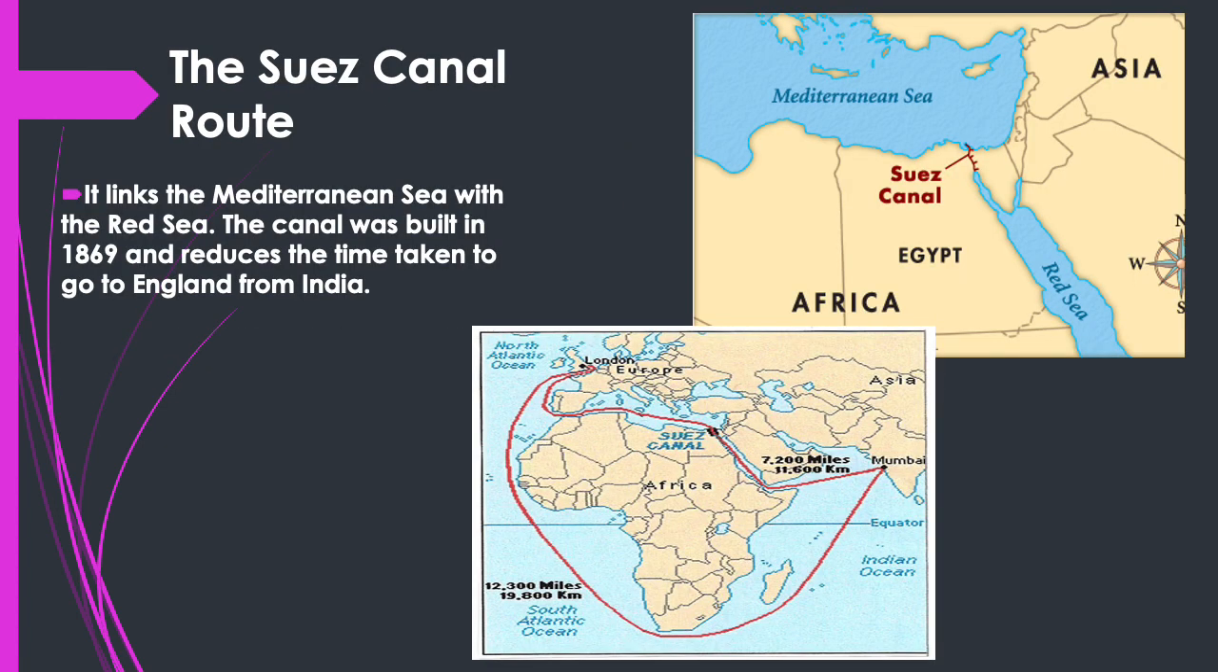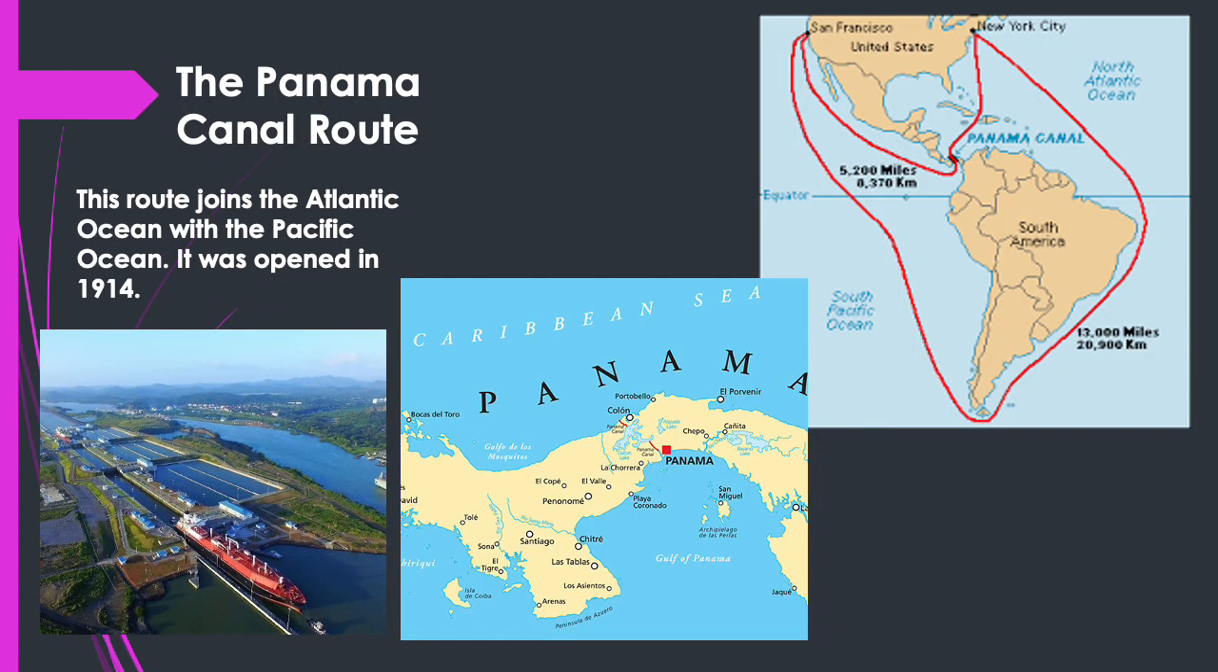The Suez Canal route links the Mediterranean Sea with the Red Sea. The canal was built in 1869 and reduces the time taken to go to England from India. The Panama Canal route joins the Atlantic Ocean and the Pacific Ocean. It was opened in 1914.